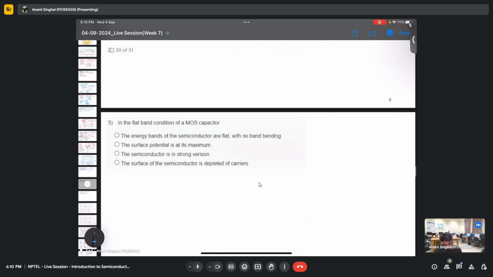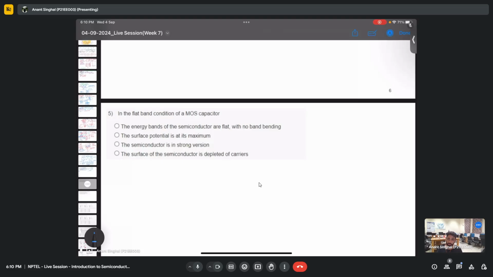Fine. So I'm considering that it is clear. So now we need to find the answer to this. In the flat band condition of a MOS capacitor, what can happen? Please let me know. I can give you again 2 minutes. You can let me know your answers.